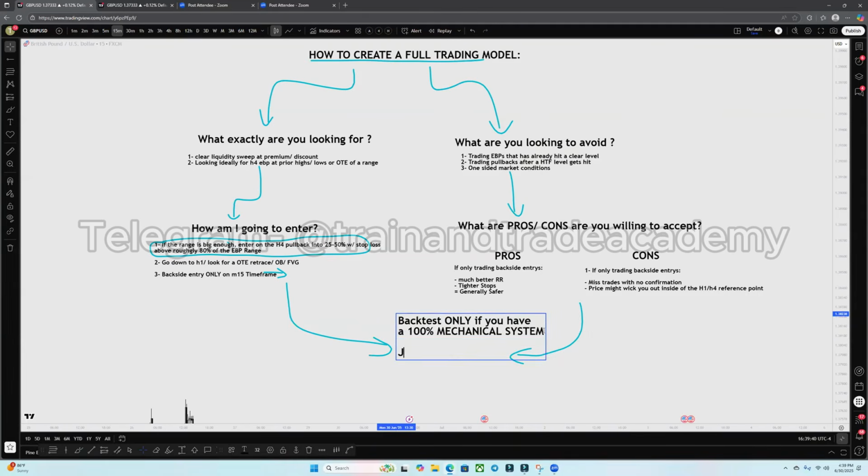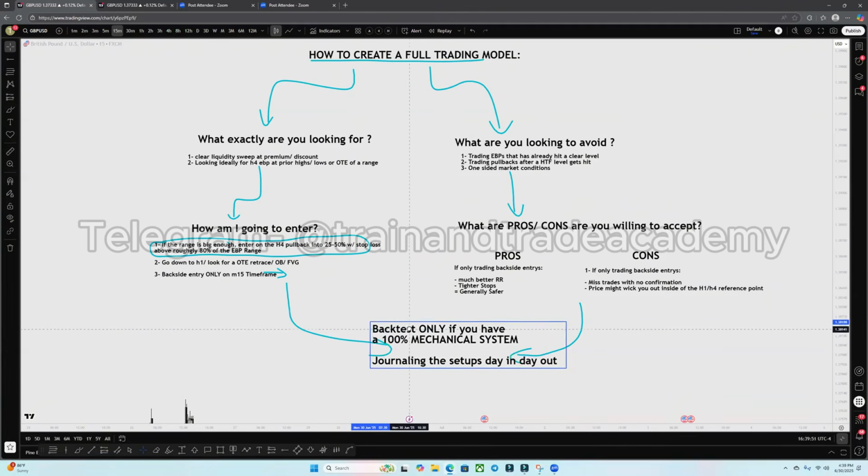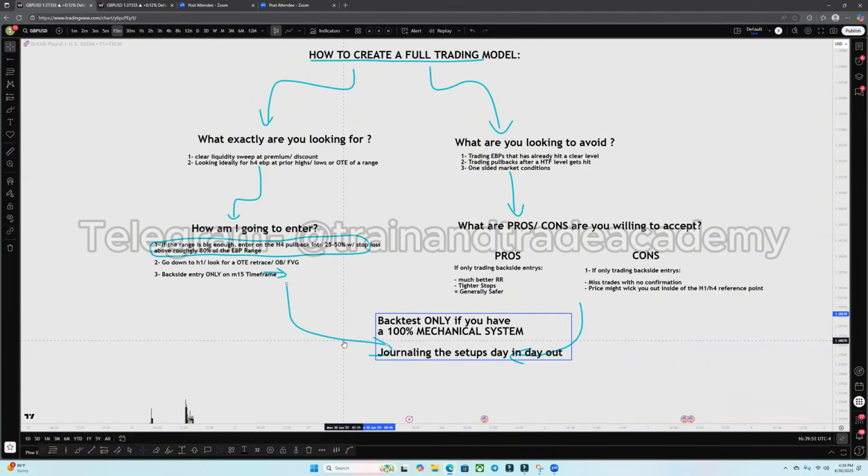The other way that I like to do it is journaling, and I have the video ready on journaling the setups day in, day out. You could also just look at different examples, journal, study different charts, and see which ones worked and which ones didn't. And also in real time, when you're taking trades, you want to make sure you're starting to see, okay, how am I trading well?